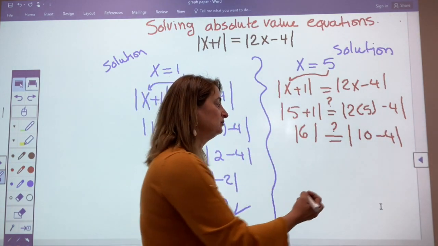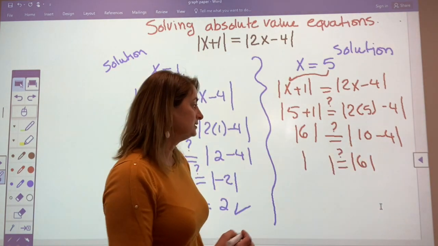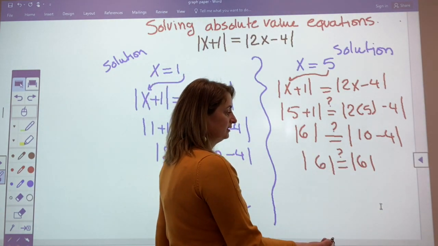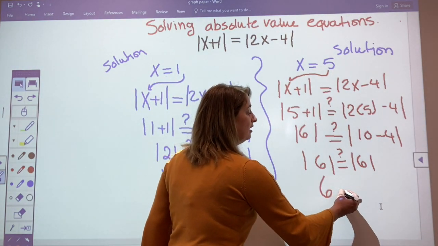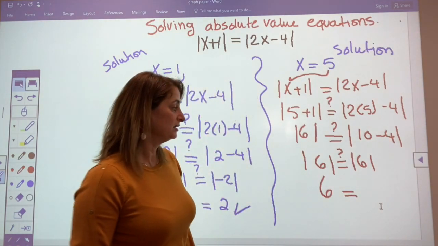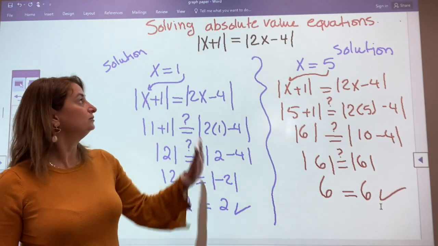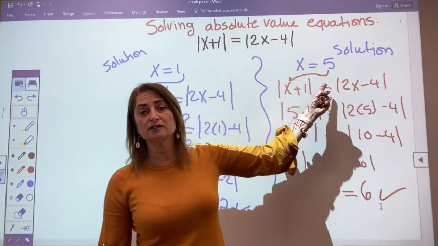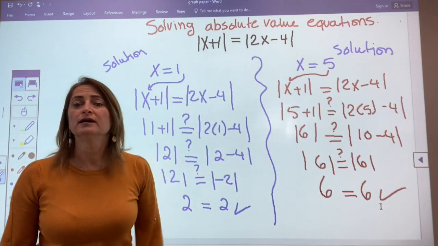Make sure you keep the absolute value till the end. 10 minus 4 is 6. It's still in the absolute value. Does it equal the absolute value of 6? Yes, the absolute value of 6 equals 6 because 6 is only 6 spaces away from the 0. Same thing on the other side. It did check, which means my solutions x equal 1 and x equal 5 are the correct solution. They would balance the original absolute value.